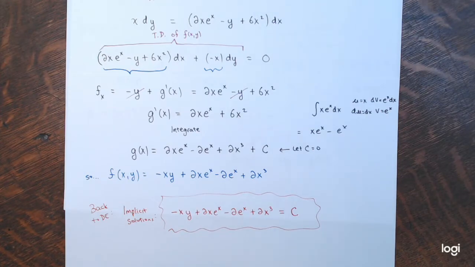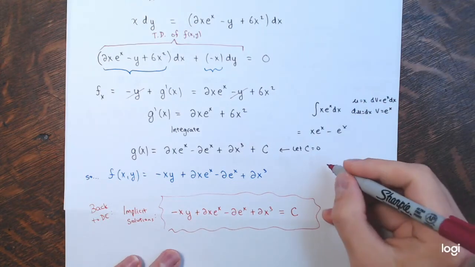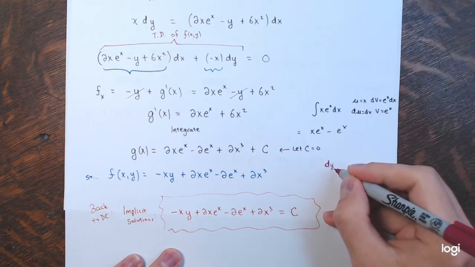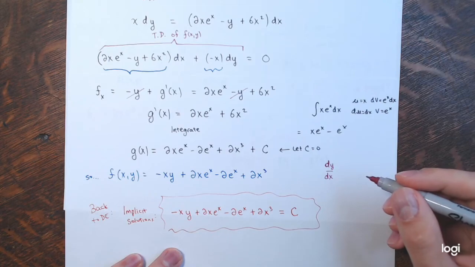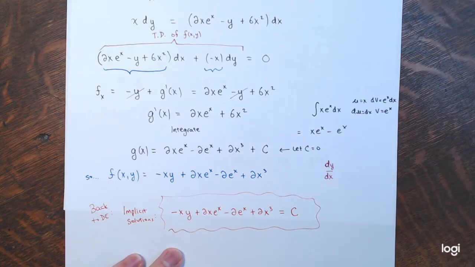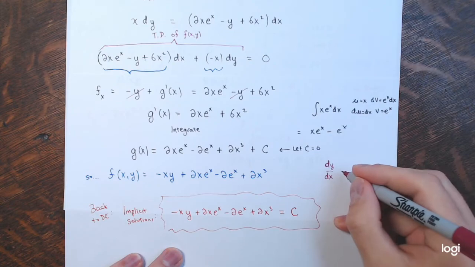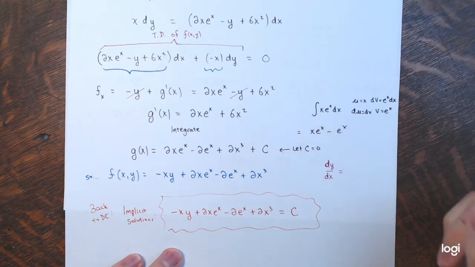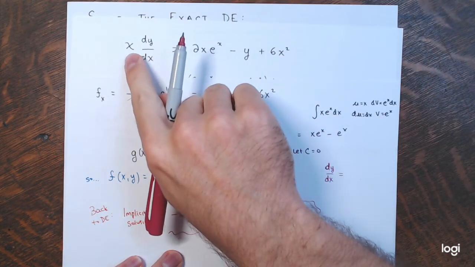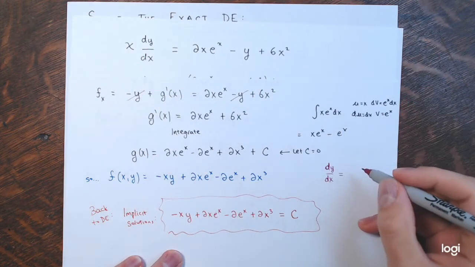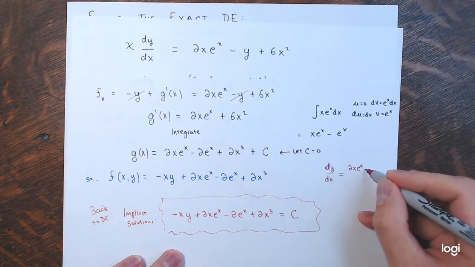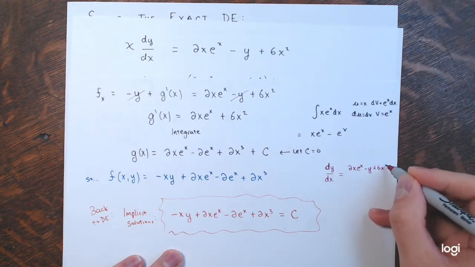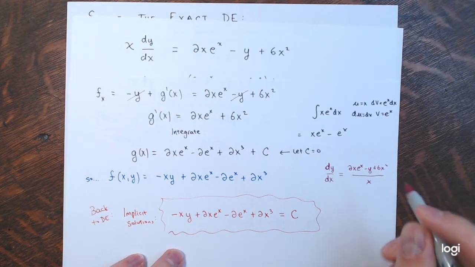All right, and then just to see that this looks good. Again, for any first order differential equation I can have my computer, my Desmos or GeoGebra or whatever, generate a slope field. But I need to solve for dy dx. Now going back to the original equation here, all I need to do is divide by x. This would be 2x e to the x minus y plus 6x squared, all divided by x.